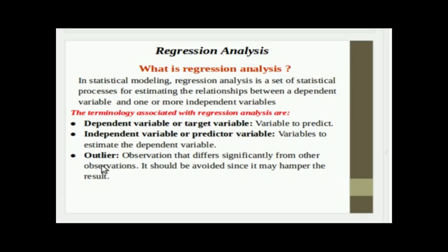One more important term is the outlier. Outliers are observations that differ significantly from other observations. They should be avoided since they may hamper the results. To get rid of these data points, we need to redo the process to observe the bad data points and then remove them.